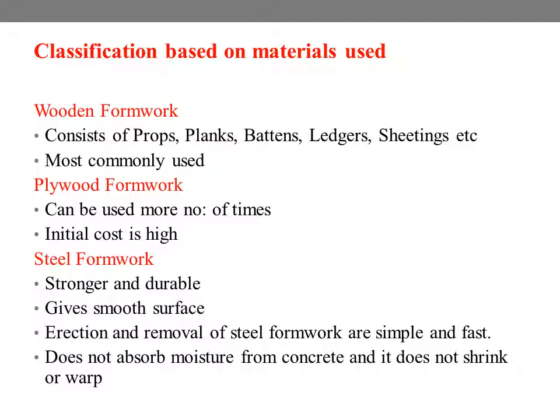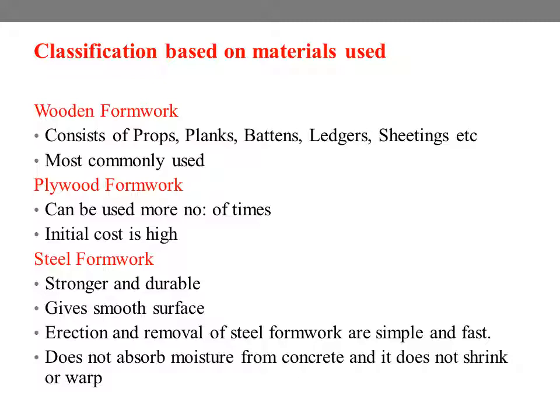Moving on to the plywood formwork. This is also one of the commonly used materials and it is usually used for facing panels. It is easily cut to shape on site and if handled and stored carefully, it can be used a number of times. Standard plywood thickness is 18 mm. Initial cost of plywood formwork will be high.